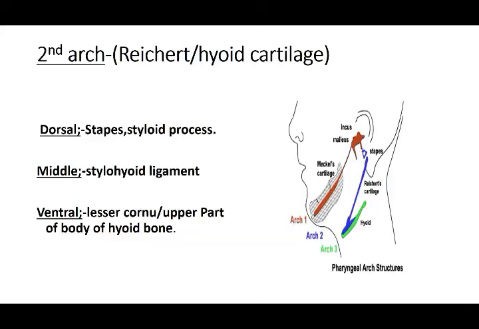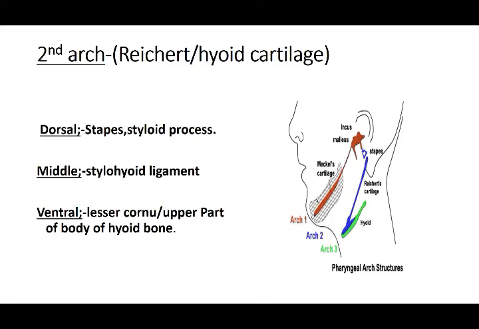Then we go on to the second arch. The second arch cartilage is what we call Reichert's cartilage or hyoid cartilage. Because we've developed a mandible, below the mandible you are going to have your hyoid bone. So it is more appropriate that it is called the hyoid cartilage or Reichert's cartilage.